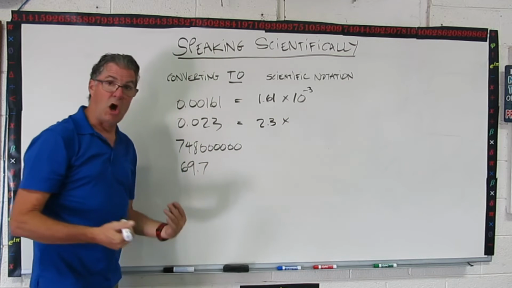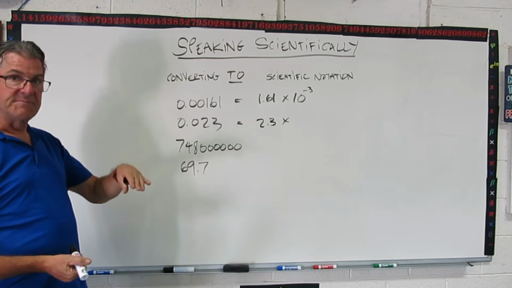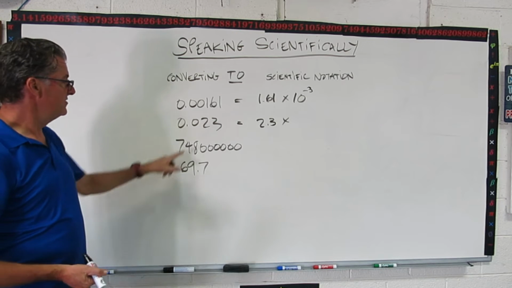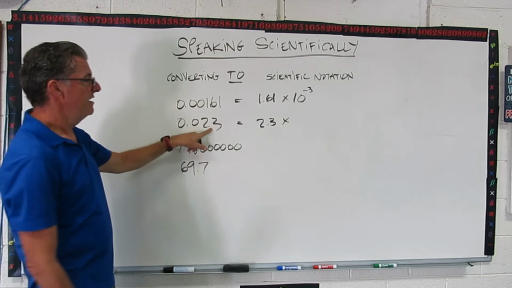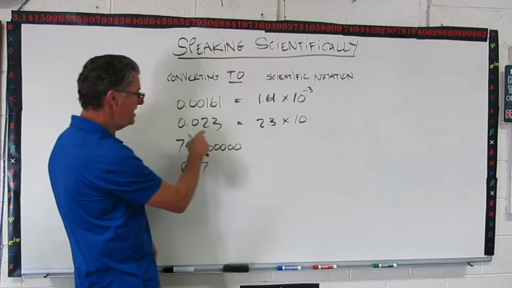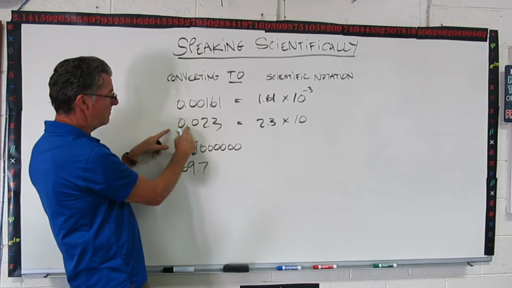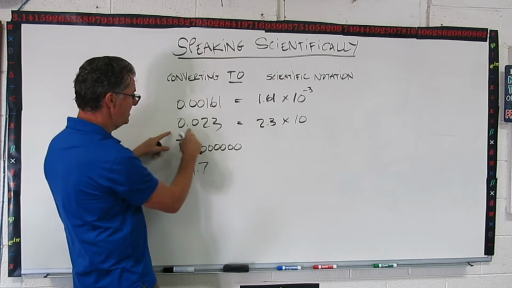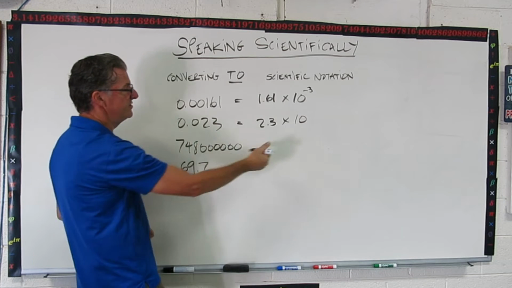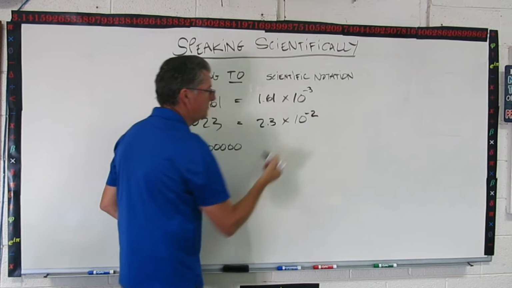So my first number is always 1 all the way up to just a little less than 10. So this is going to be 2.3. Now, how many spaces did I need to move from here to get to there? And that's 1, 2. So this would be 10 to the minus 2.